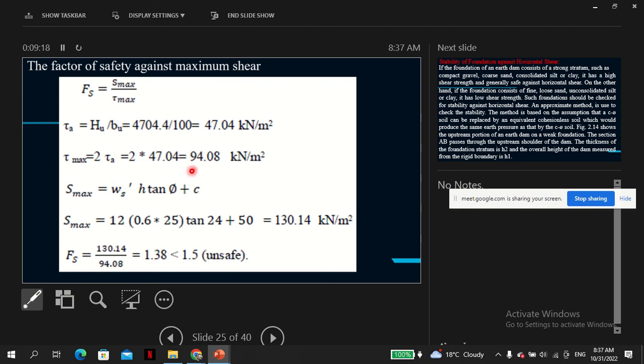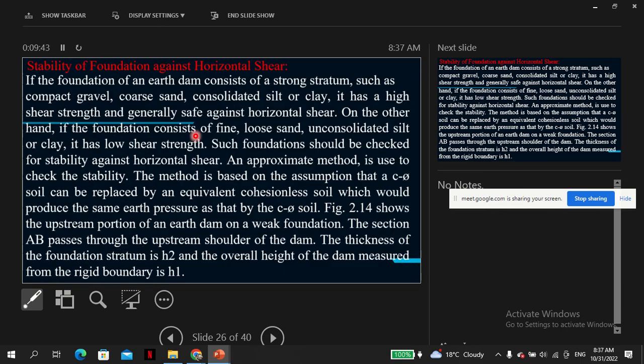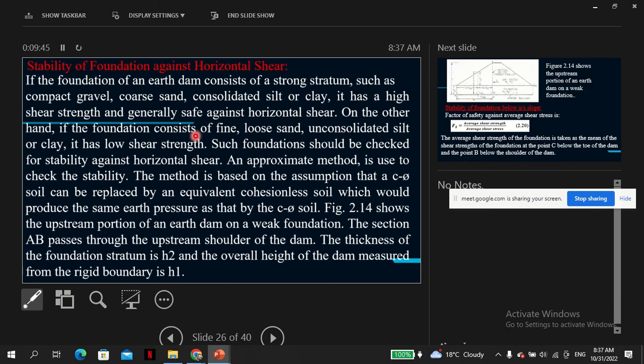Or you can even improve it, because C has something to do with the shear strength. So you can even improve the C and phi. That would mean soil improvement. You can use cement grouting, for example, to make sure the strength is reaching the required values.